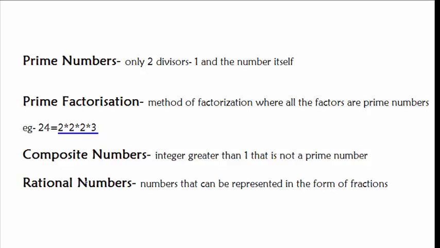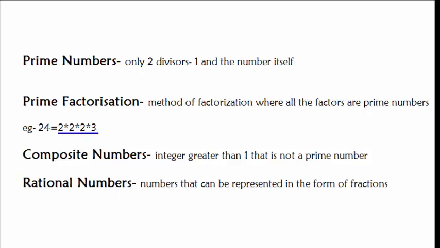Now what is a composite number? Any integer which is greater than 1 and is not a prime number is a composite number. Examples: 4, 12, etc.